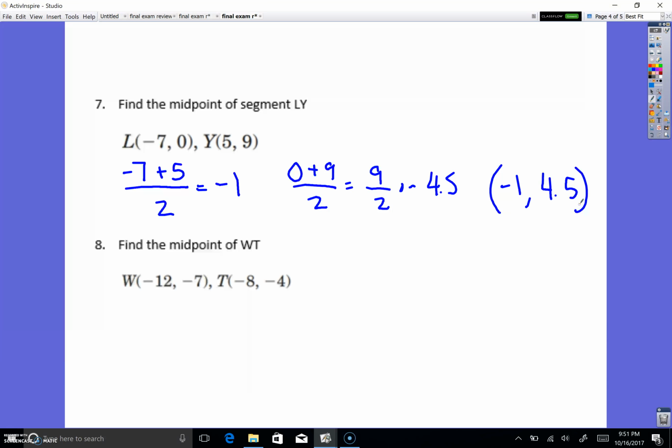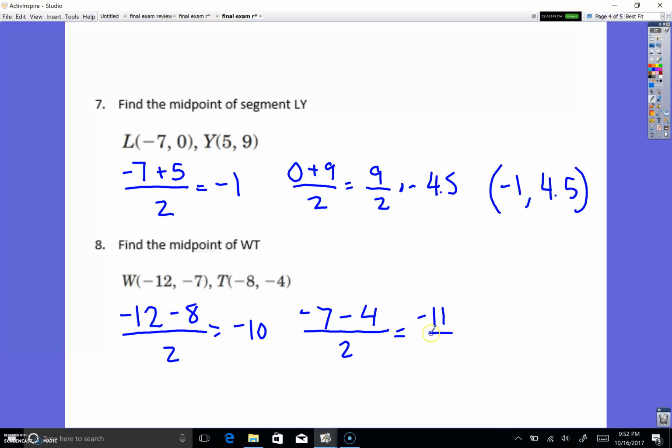Okay, one more. Negative 12 minus 8 divided by 2 equals negative 10. Then I do negative 7 minus 4, because we're adding a negative, which is basically subtracting. It gets you negative 11 over 2, or 5.5. So our answer is negative 10, negative 5.5.